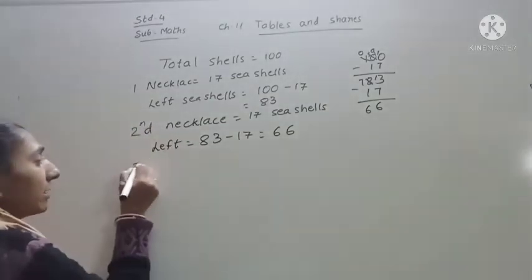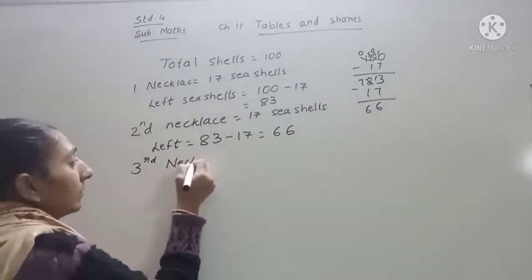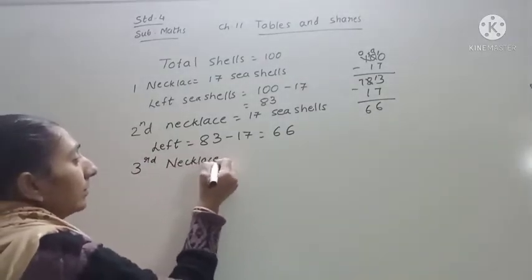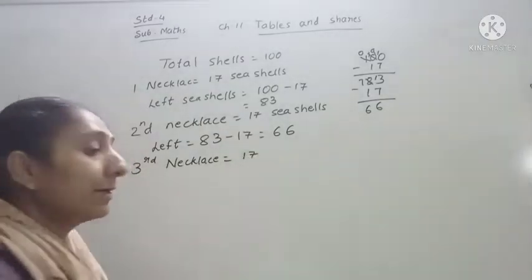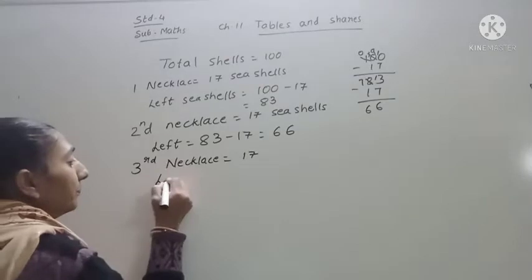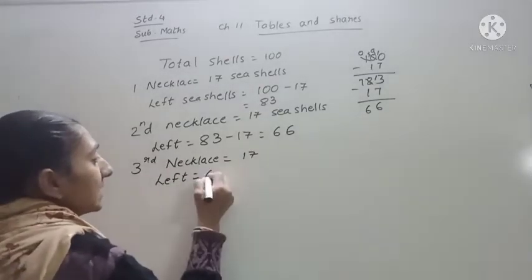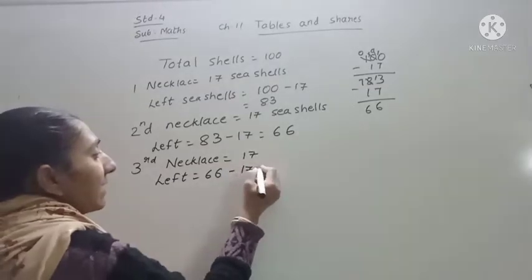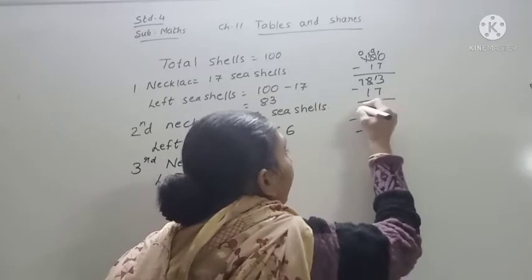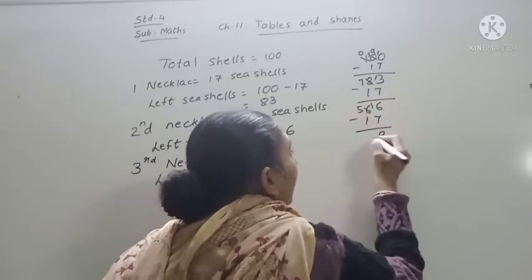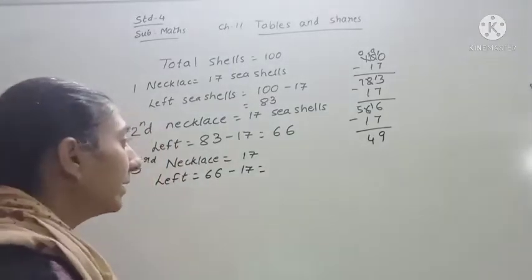Now he makes the third necklace. Again 17 seashells are required. Now how many are left with him? 66 minus 17 is equal to 49. 49 are left with him.